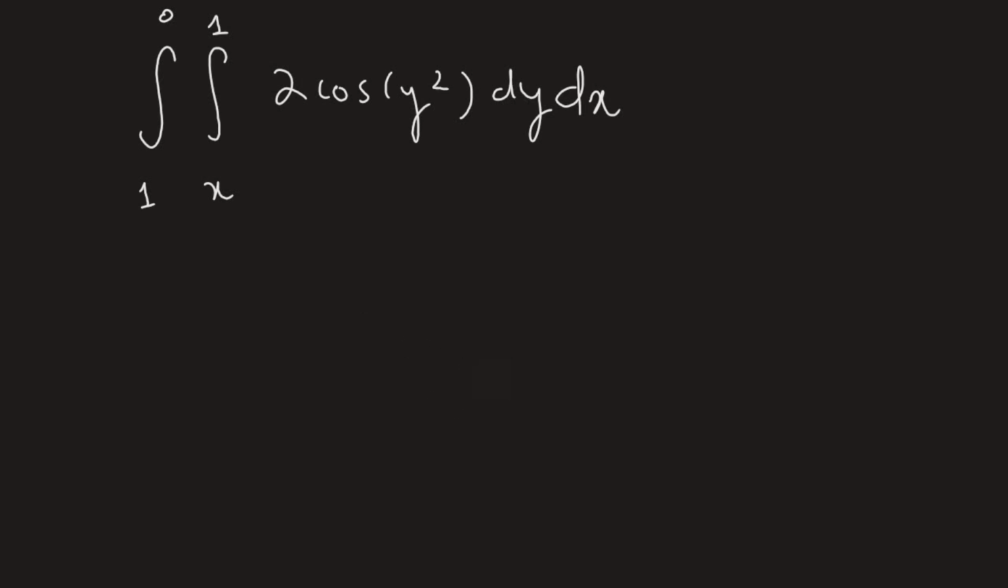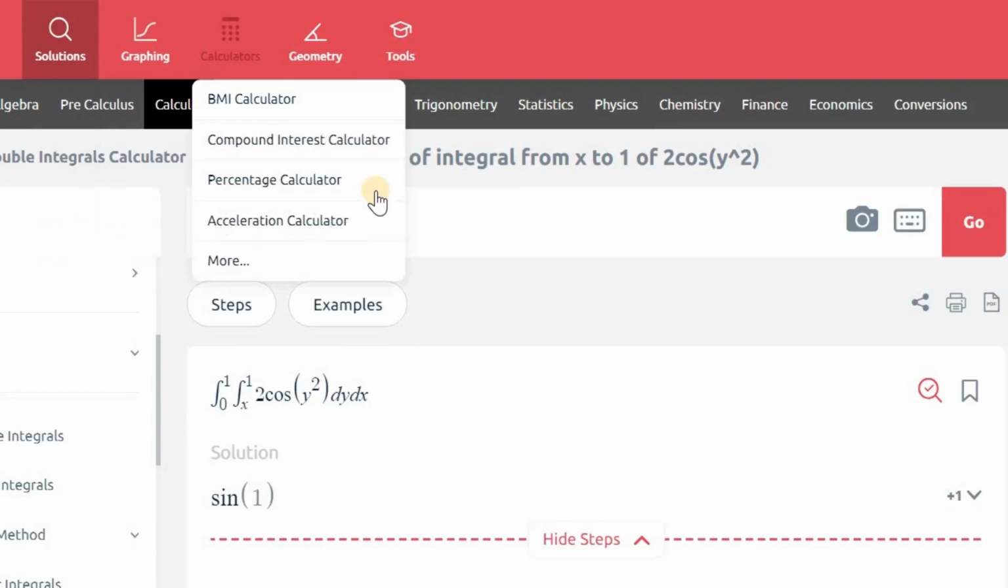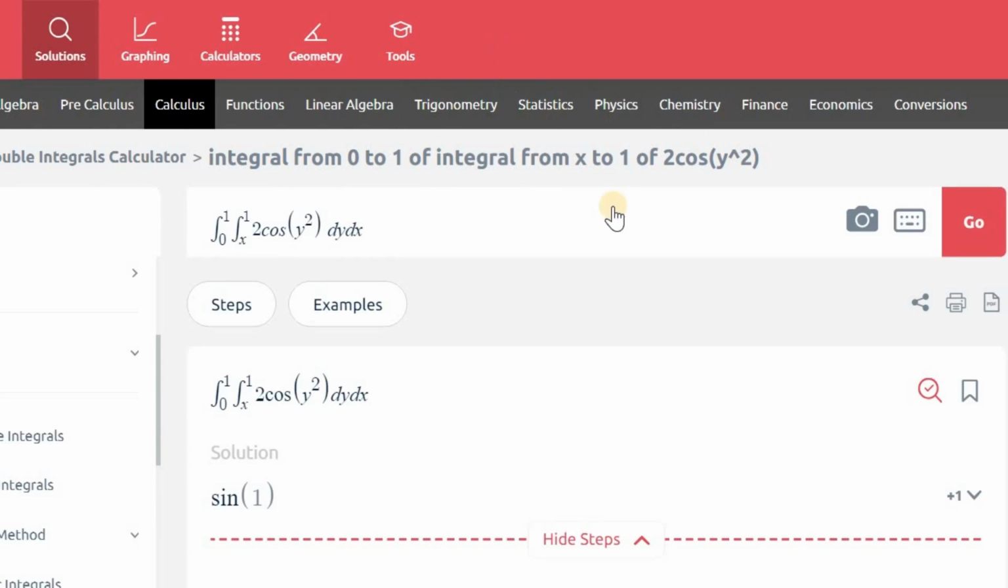So in order to solve it, you'll need to change the order of integration. Okay, so if you don't believe me that you cannot solve it, let me show you on the website as well. Okay, here I am at Symbolab, and I'm pretty sure you guys already know this website.